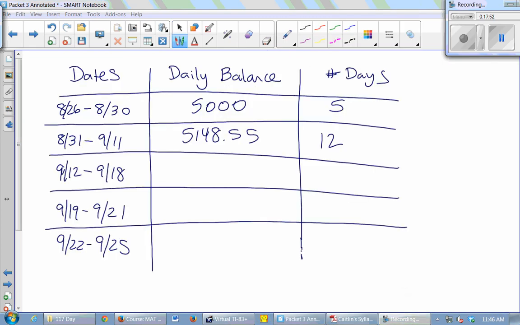All right, so I started this chart where I put in all the significant dates and a couple of the daily balances. Our billing cycle starts on the 26th of every month. So I'm starting on August 26th. The question said I carried a balance forward from the previous month of $5,000. So from the 26th, until I make a purchase or a payment, my balance is $5,000. And then on the 31st, I made a purchase, which changes how much I owe the credit card company, right? So on the 31st, I made a $148.55 purchase.